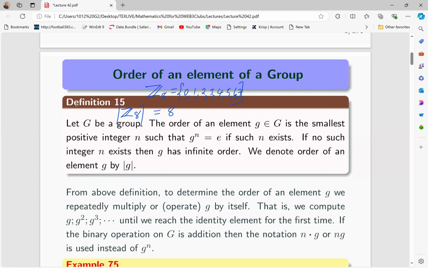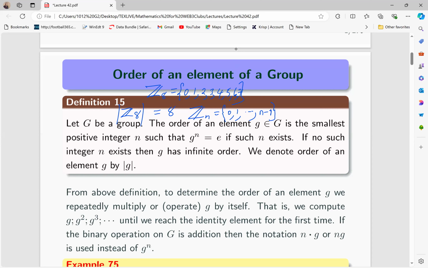So when we talk of Zn, then we are talking of elements 0 up to n minus 1. So in this case, our n was 8. So 8 minus 1 would be 7. Now that is about the group.